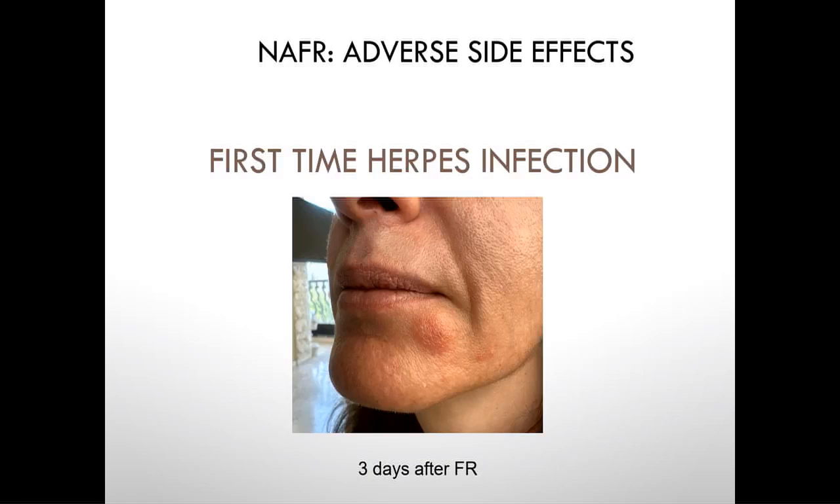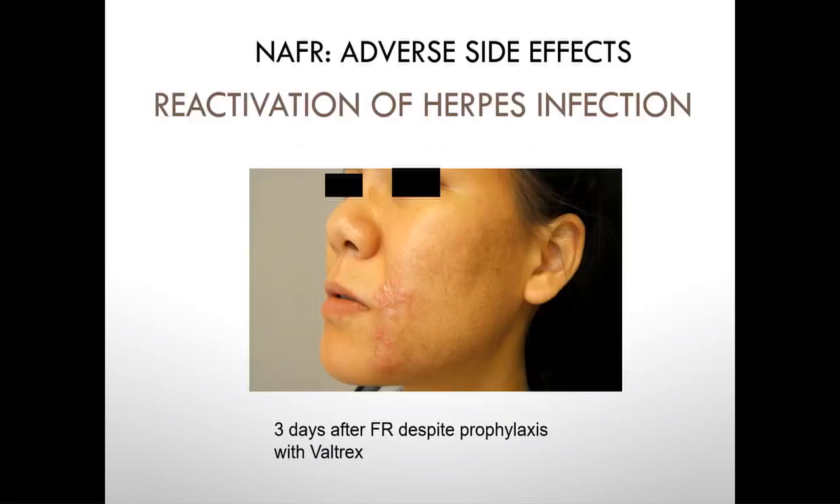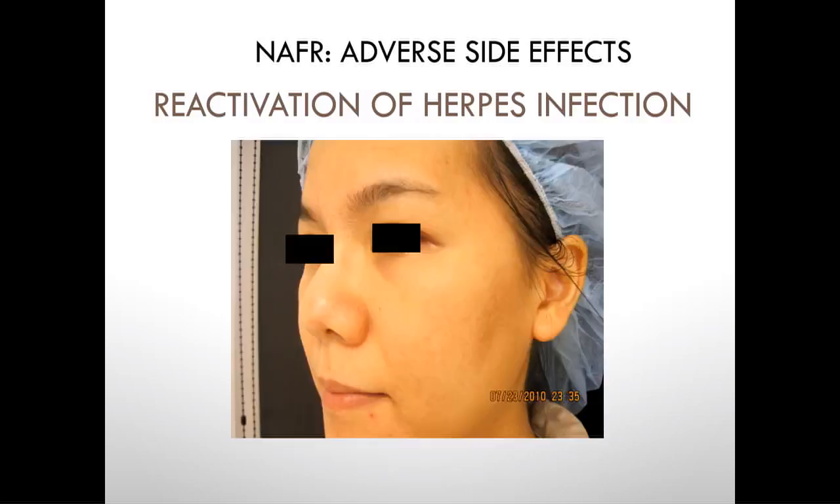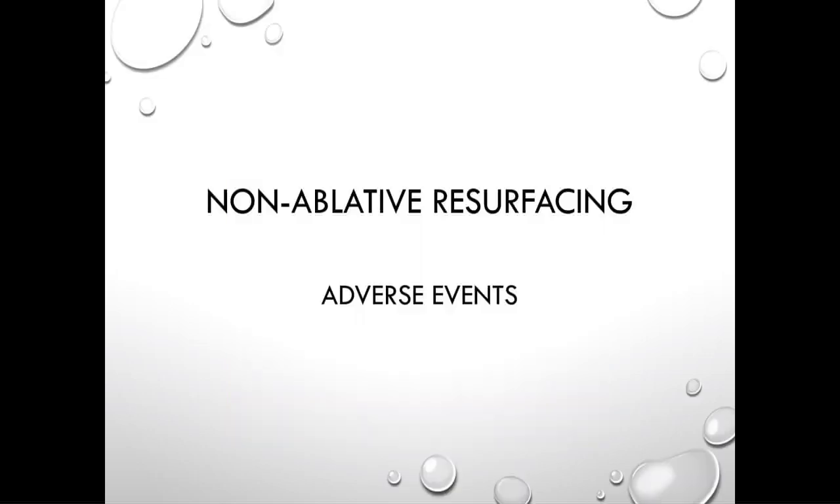This patient, I just saw her 1 week ago after non-ablative fractional resurfacing. She had this rash, and looking closely at it, there are some vesicles. This is her first episode, so she did not receive prophylaxis. So proper recognition of the rash or the HSV can prevent sequelae. This is a patient who had reactivation of herpes infection, although she was on prophylaxis. So she got the right treatment and she did well.